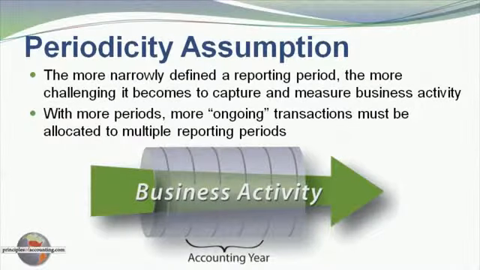The periodicity assumption becomes challenging when you start dividing the life cycle of a business into smaller and smaller intervals or measurement segments. The more narrowly defined a reporting period, the more challenging it becomes to capture and measure business activities. As you have more and more periods, there are more and more ongoing transactions that need to be divided or allocated between those reporting periods.